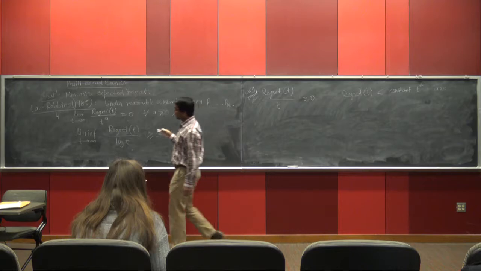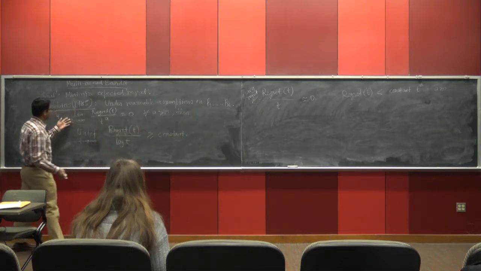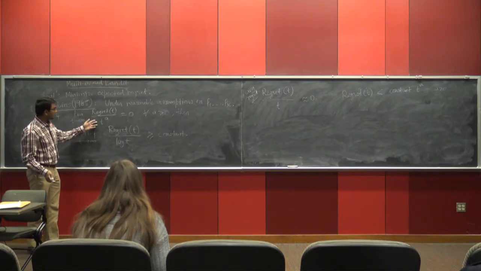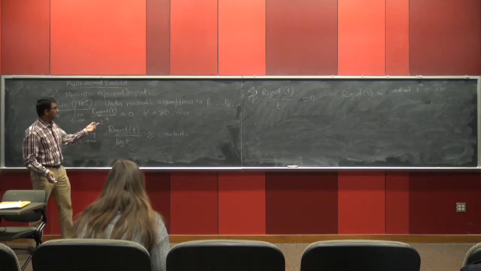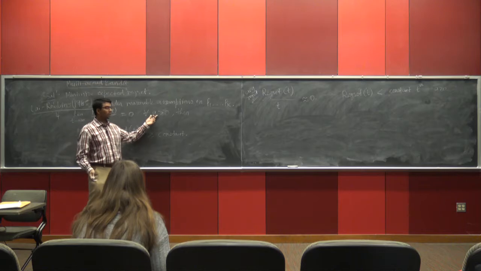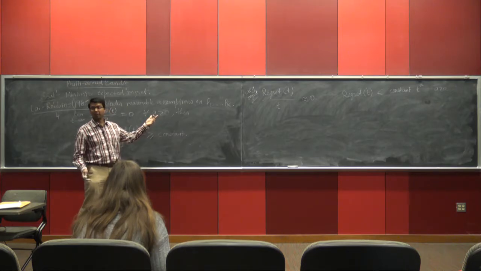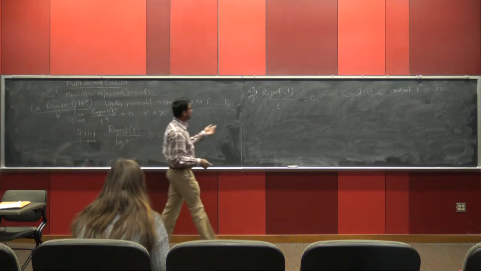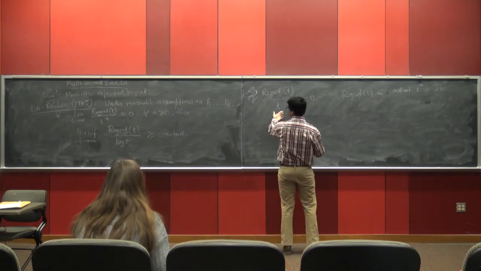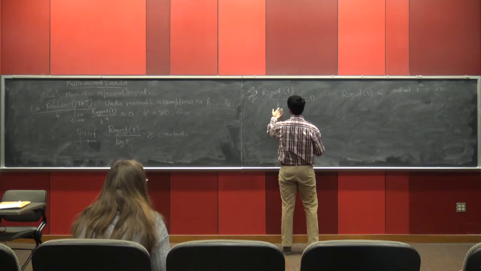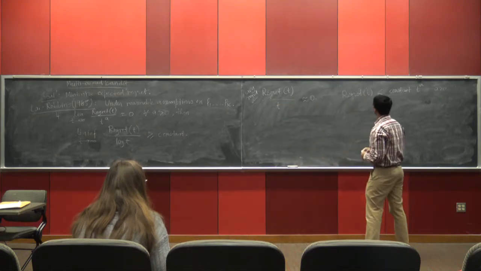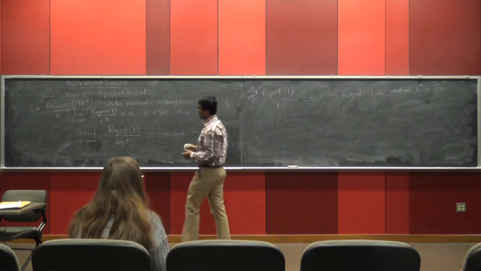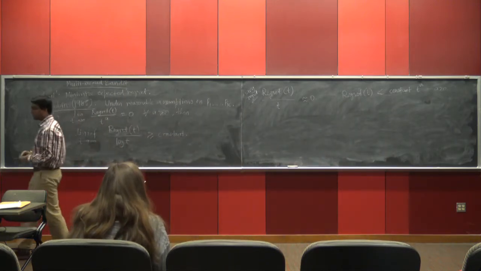So what Lai and Robbins suggest is that it's reasonable to assume that regret over t raised to a, as t goes to infinity, should go to 0 no matter what value of a you choose, as long as it's strictly positive. I mentioned that when a is equal to 1, that's average regret. It should be true for any value of a, not necessarily a equals 1.